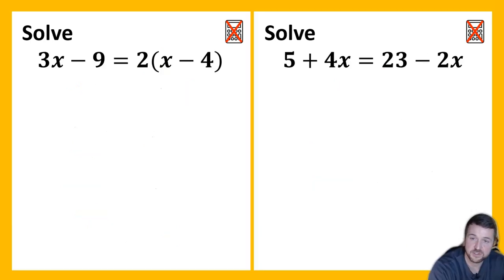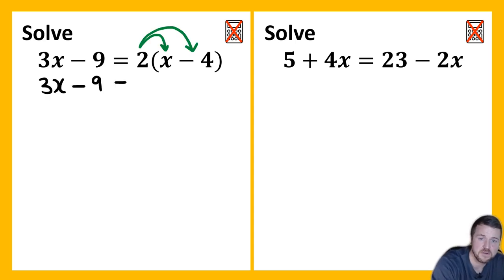The intermediate questions have a slight increase in difficulty and are more similar to the types that appear in your exam. If you have any brackets, it's a good idea to start by multiplying these out to remove the brackets. So I'll rewrite the equation with the bracket removed. 3x minus 9 will be equal to 2x minus 8.